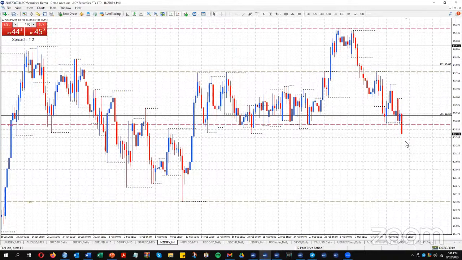So can that come around? You just have to monitor. It might not offer you the opportunity. It depends what the market wants to do, but always look to sell a rally if you can. 4 hour continuation pattern to the downside there. Look to sell New Zealand dollar.